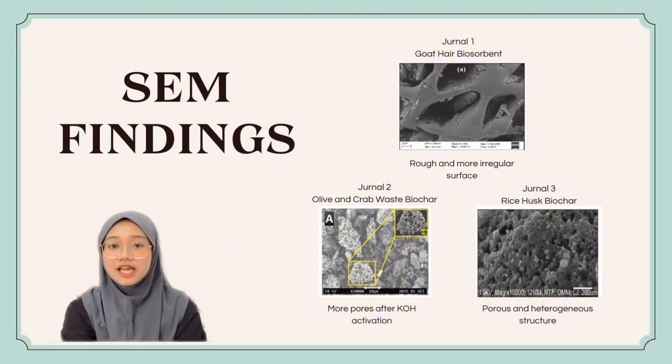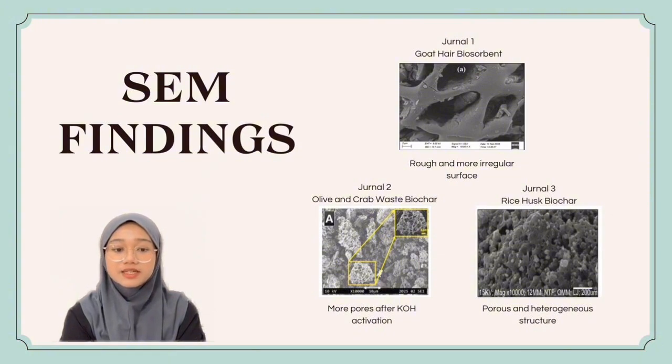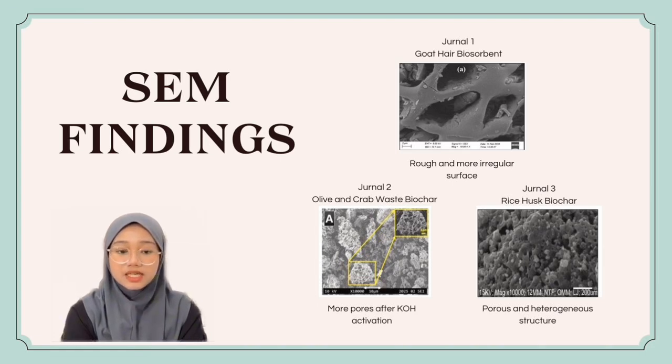For Journal 3, SEM images show that olive pomace biochar possesses a well-developed porous structure, while crab shell biochar exhibits a rough and heterogeneous surface. After pollutant treatment, noticeable surface deposits were observed, indicating successful absorption. Based on these findings, SEM successfully demonstrates how different preparation methods influence surface morphology and absorption performance.